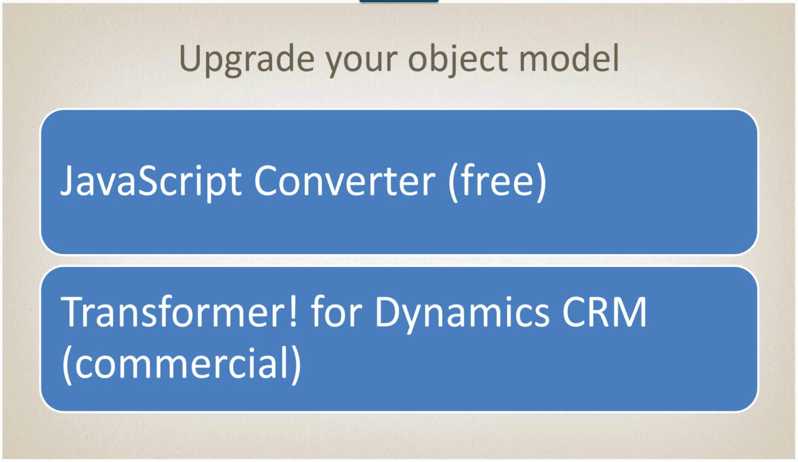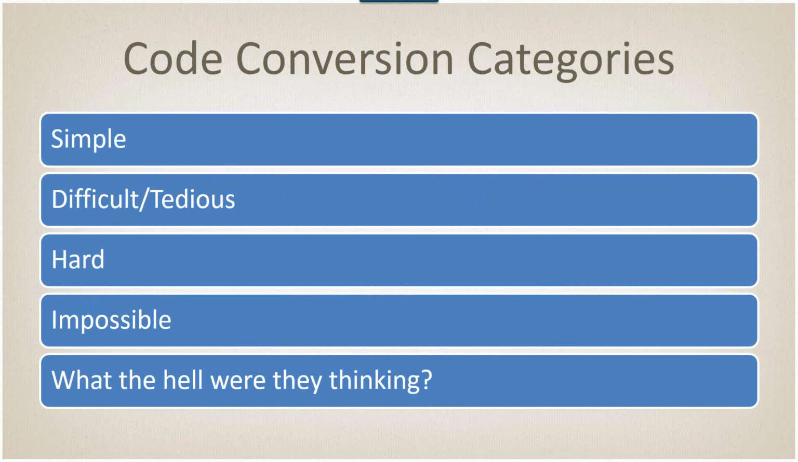So let's get into the JavaScript here. The first thing you have to do is upgrade the object model itself. It's 100% different. Used to be CRM form, now it's XRM.page. There's a free converter tool that will convert most of the things. I have a commercial product called Transformer that will convert just about everything you can think of.